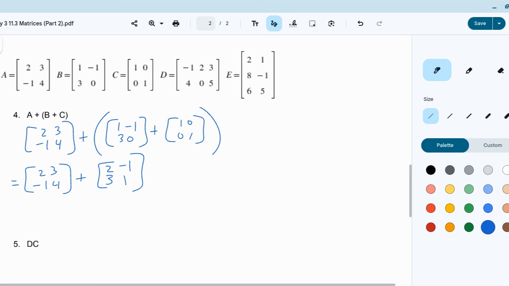Now I can add the first matrix in there, and we can say, okay, 2 plus 2 in the top left corner, or the first row, first column, gives me a 4. First row, second column will give me a 2. And then the -1 plus the 3 for the bottom left gives me a 2. And then I also have the 4 and the 1, which gives me a 5. And there is my sum of those 3 matrices together.